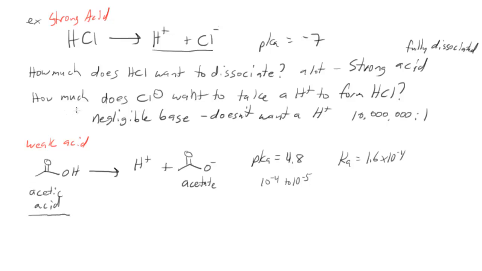Then if I look at the same kind of question here, how much does acetate want to take a proton to form acetic acid? Well, it kind of wants to take one about 10,000 times more than it doesn't want to take one. So this we would consider a weak acid. And this acetate we would still consider a weak base. A preference of about 10,000 times is still a weak base. So we have a weak acid, weak base combination. The first one, we had a strong acid here in HCl, which gave us a negligible base in chloride. Here we have a weak acid, weak base combination. So we have a third one to look at, and that's what happens when we have a strong base.